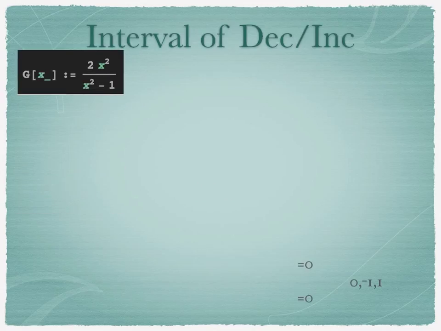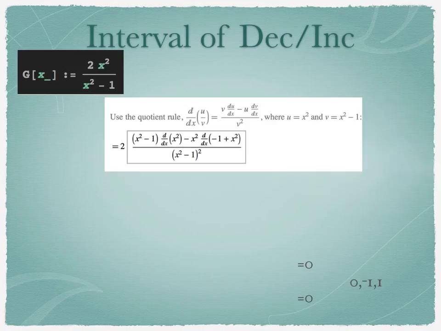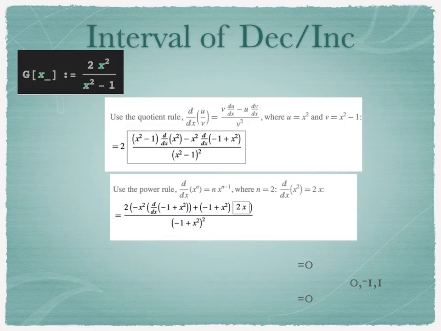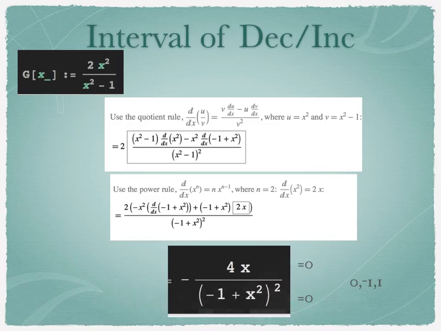Now for the intervals of increasing and decreasing. Here we have our function g of x. Now we need to take the derivative. We use the quotient rule first and we set up our derivative like this. And we use the power rule to finish up our derivative, and here we have our final derivative form. We set that equal to 0, we get some critical points which are 0, negative 1 and 1.